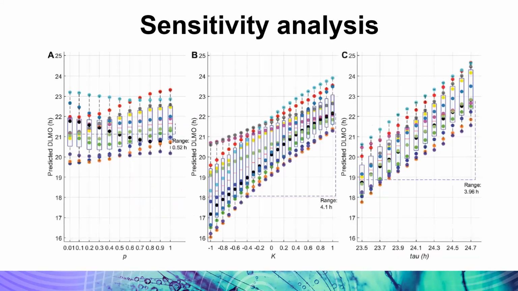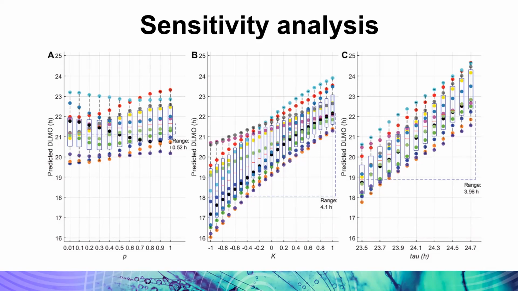So the first thing we did was a sensitivity analysis. For each of these panels, I've got one of the model parameters on the x-axis, so either P, K, or tau in each of the panels. And on the y-axis, I've got the predicted DLMO time. There are lots of different colored points because each color represents one of the participants. So what this is showing is their average predicted DLMO time based on varying one of the model parameters, but taking their actual recorded light data as the input to the model.